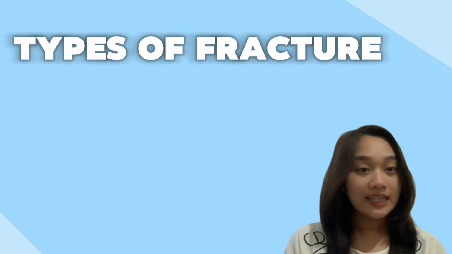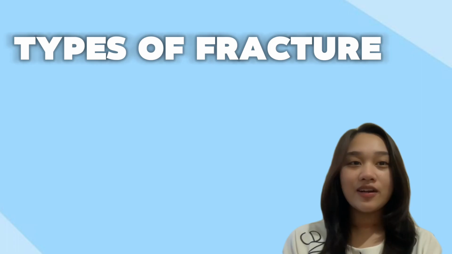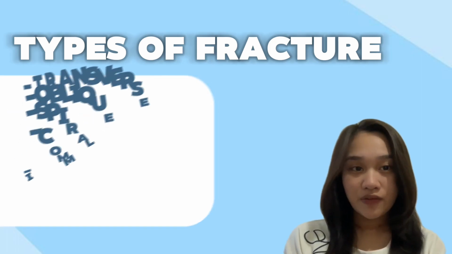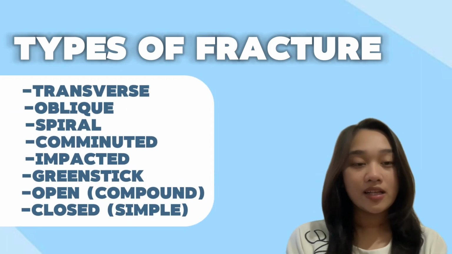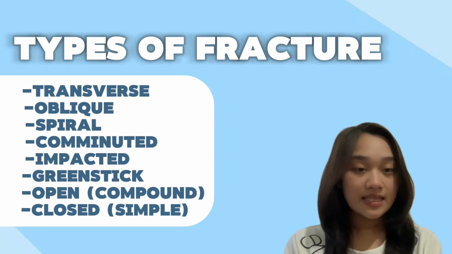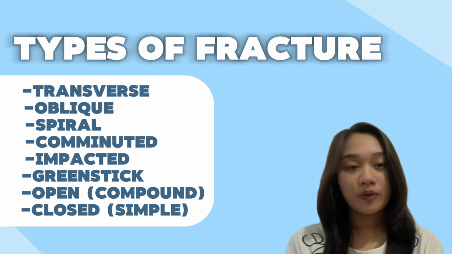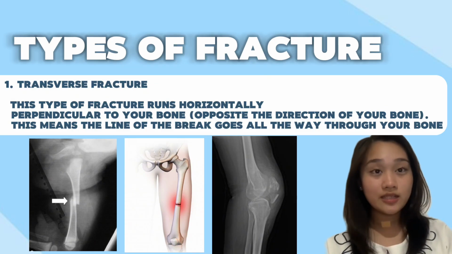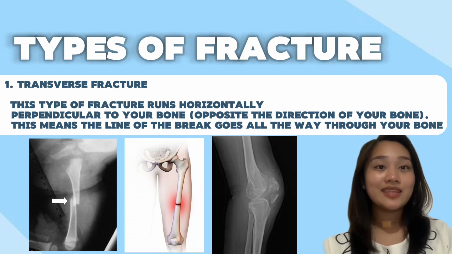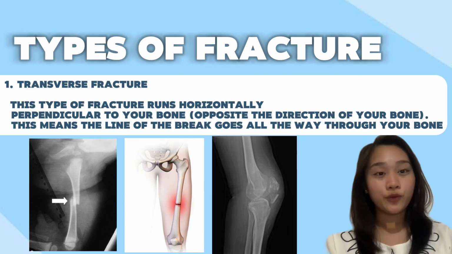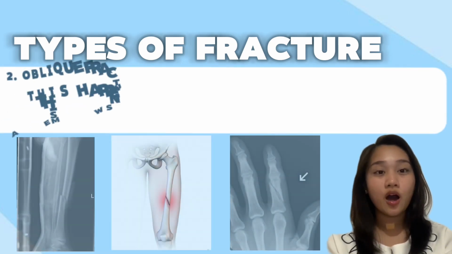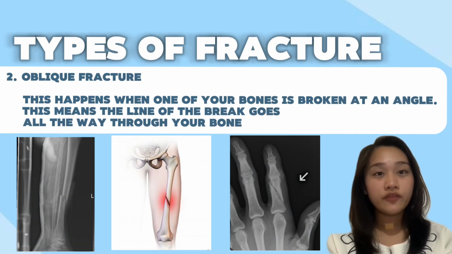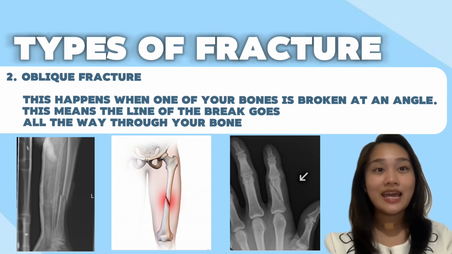Fractures can vary greatly depending on how the bone breaks. Here are some common types, including transverse, oblique, spiral, comminuted, impacted, greenstick, open compound, closed simple fractures. Number 1. Transverse. This type of fracture runs horizontally, perpendicular to your bone. This means the line of the break goes all the way through your bone. Number 2. Oblique. This happens when one of your bones is broken at an angle. This means the line of the break goes all the way through your bone.